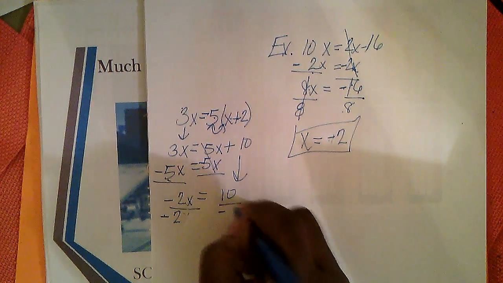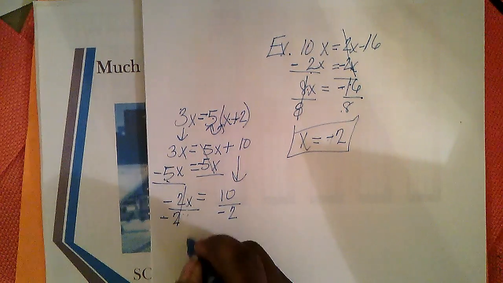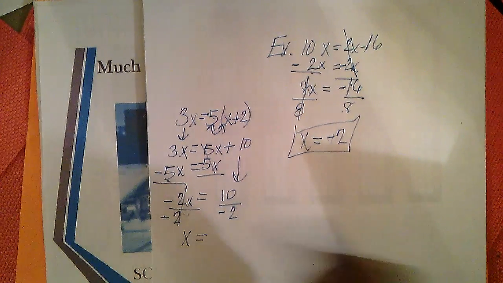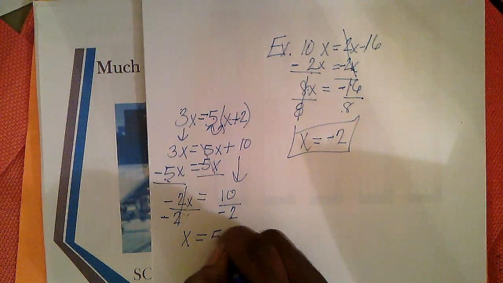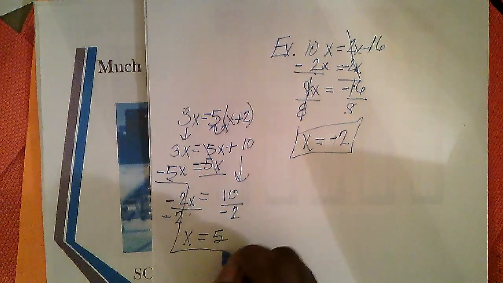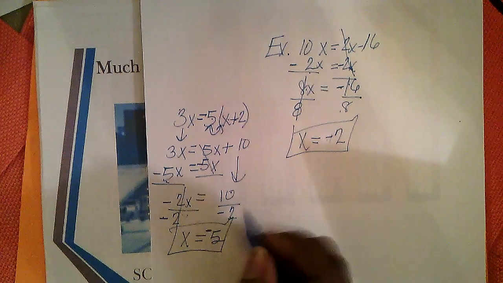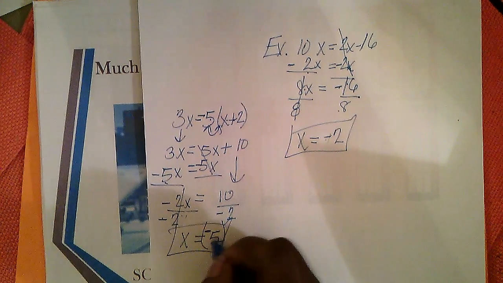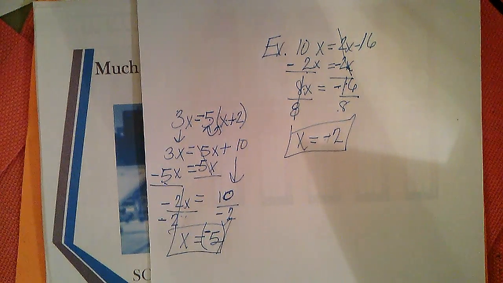And then we divide by negative 2 on the other side. Negative 2 goes into negative 2 one time, leaving you with 1x. Negative 2 goes into 10 five times. Now, I made that positive, but no, it's going to be negative, because a negative times a negative gives you a positive. Awesome. All right, so that's the example there.